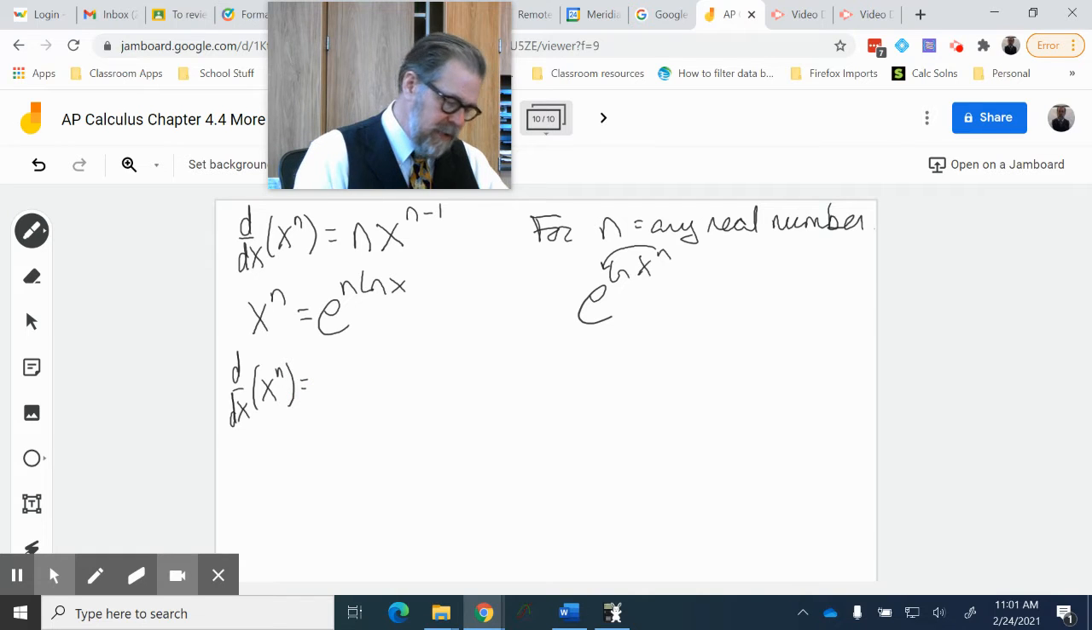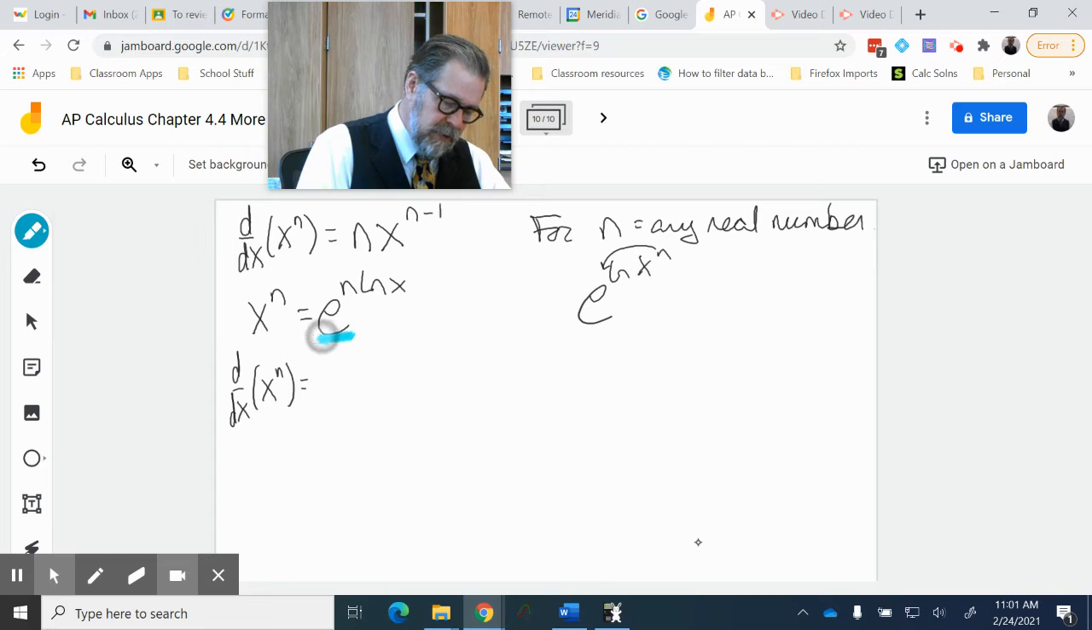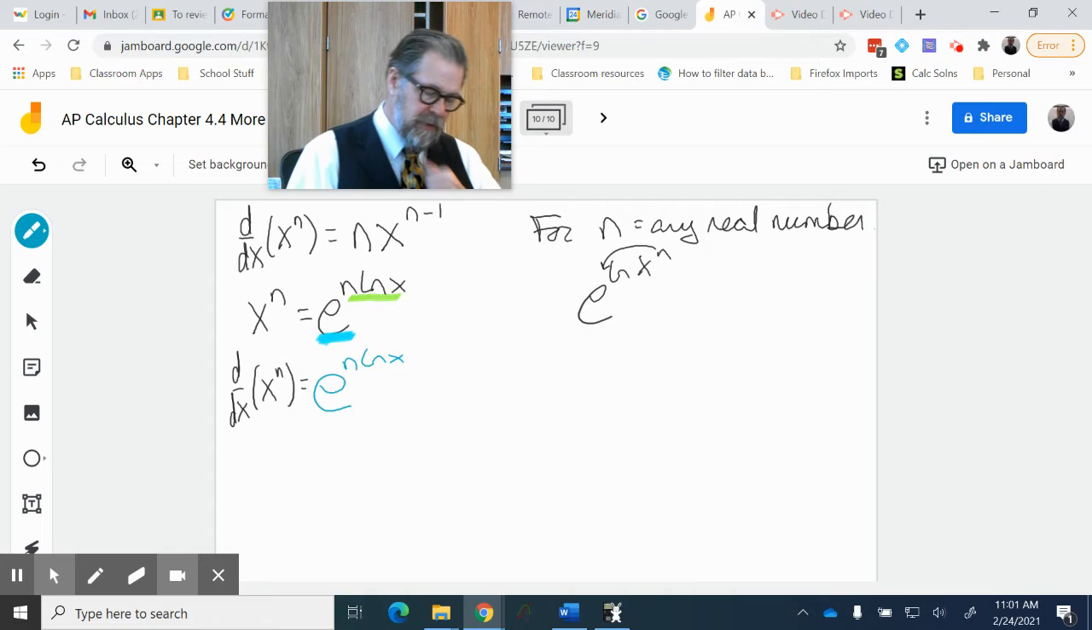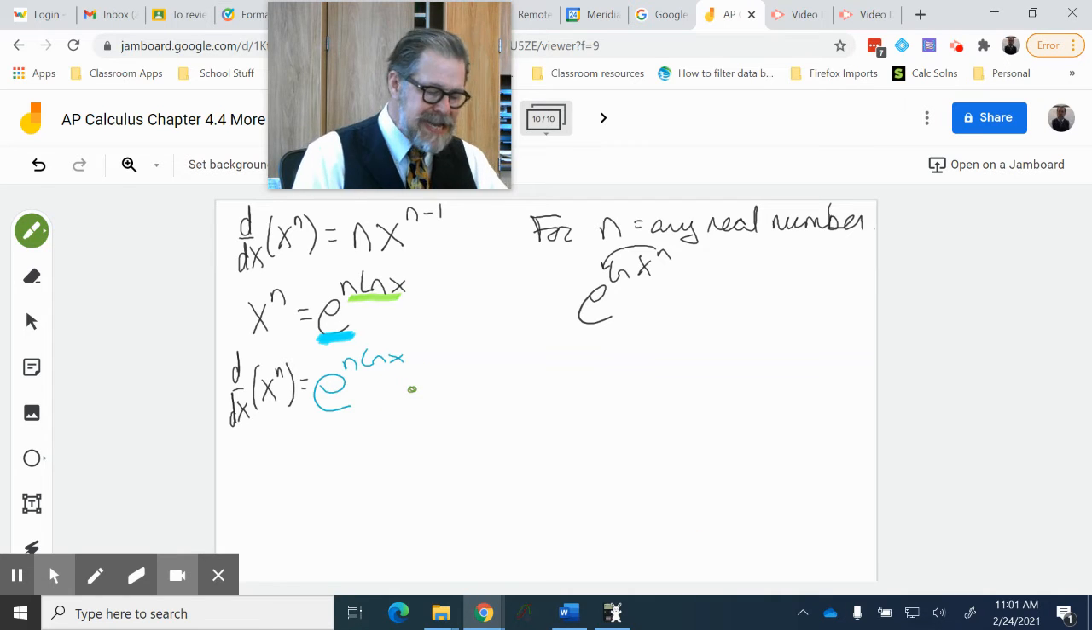And the derivative of this, again, we'll remind ourselves that this is the outer function and this is the inner function. The outer function does not change when I take the derivative. The derivative of e to the u is e to the u times the derivative of n natural log of x. Well, n is a constant, so the n will just stay there, and natural log of x, of course, the derivative is 1 over x.